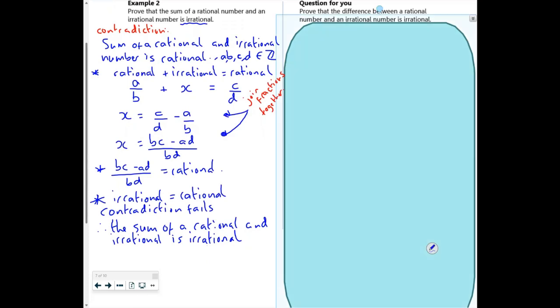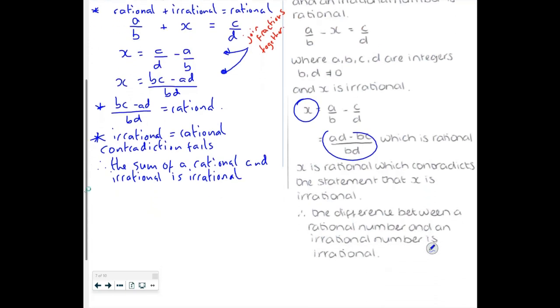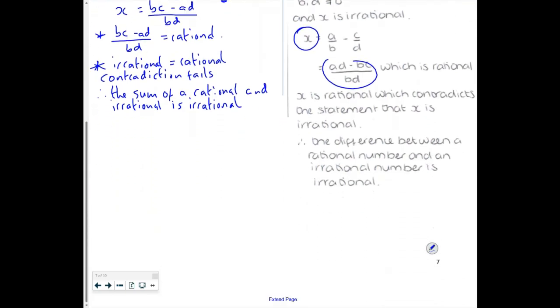So there's another one here, one for you to have a go at. A similar thing, exactly the same idea, same layout. This is rational, that's irrational, can't possibly happen. So therefore, it's done. So that's that question done. That's come up a couple of times on the papers, and it's quite a nice one just to get your head around.